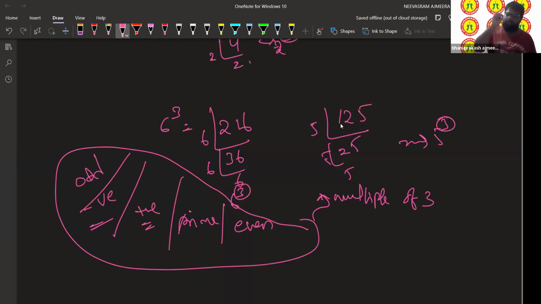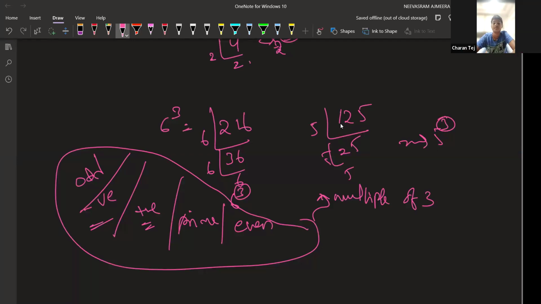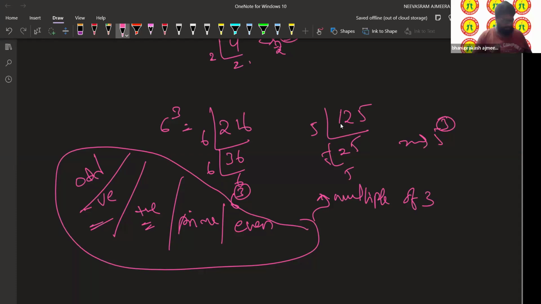If the power of any base is a multiple of 3, then that is called a perfect cube. Any confusion in this? No, sir. Any confusion in this? No, sir.